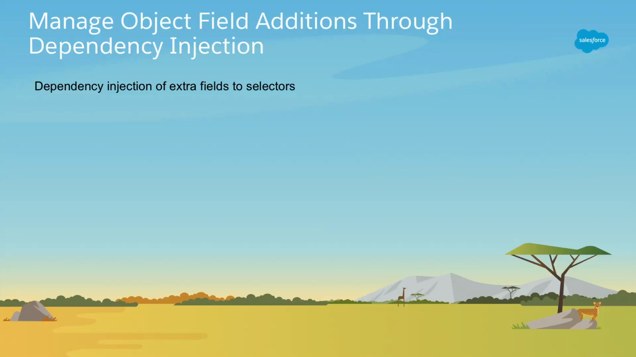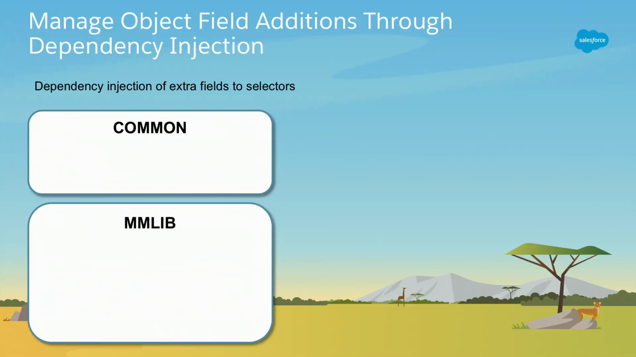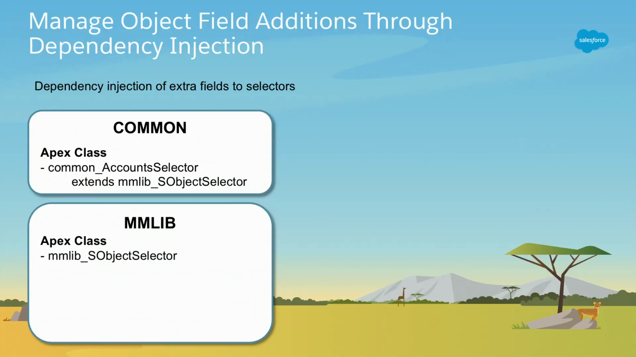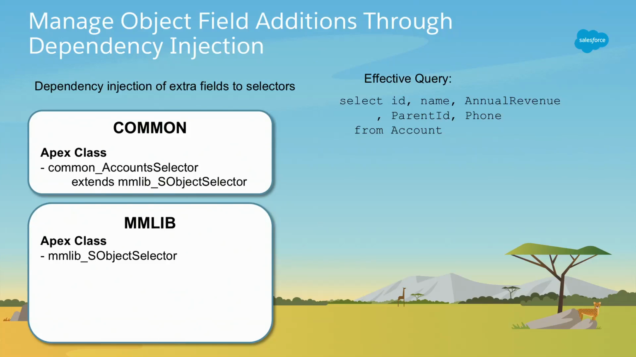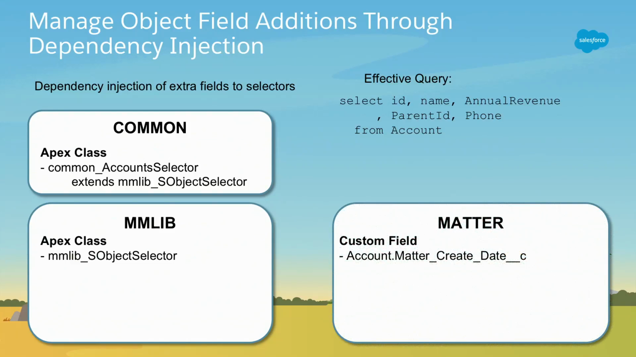So this is how we solved it. We had our common, we had our lib. The common had the class common Apex account selector. If you know anything about the accounts Apex Commons framework, that actually depends on an SObject selector, but of course we've had our own customizations, and so we extend the mmlib SObject selector. So this alone generates an effective query of select ID, name, phone, et cetera, from account. But Matter will bring another field.